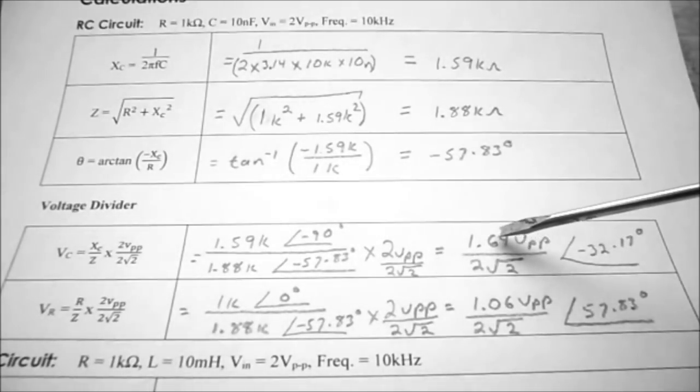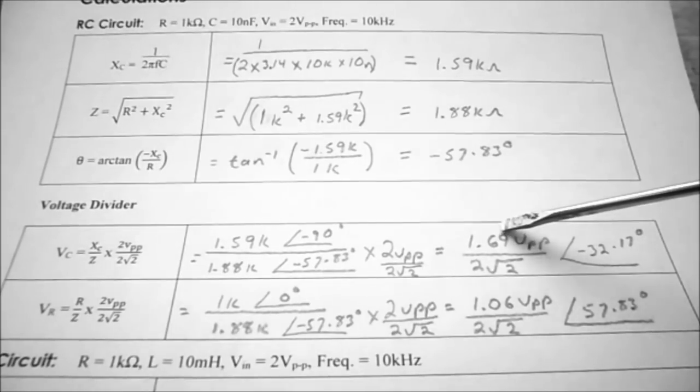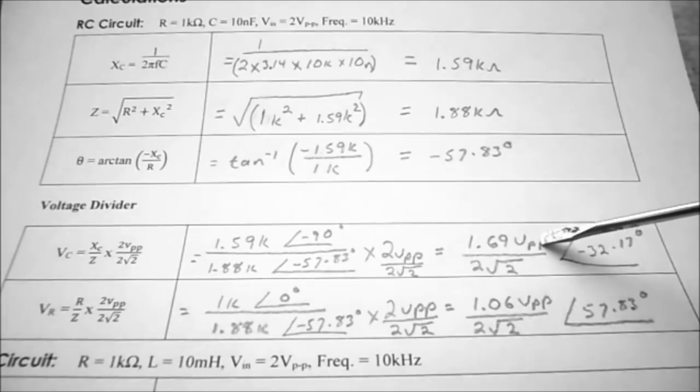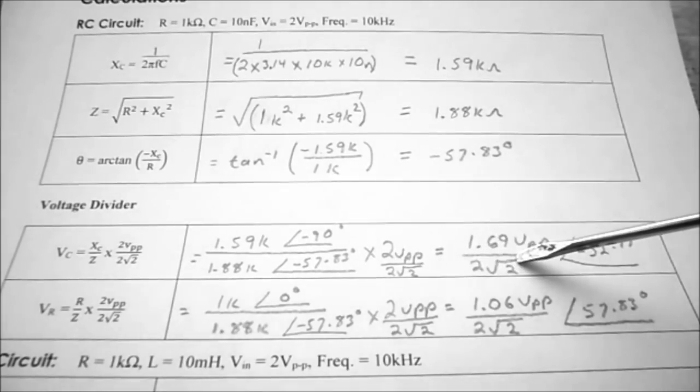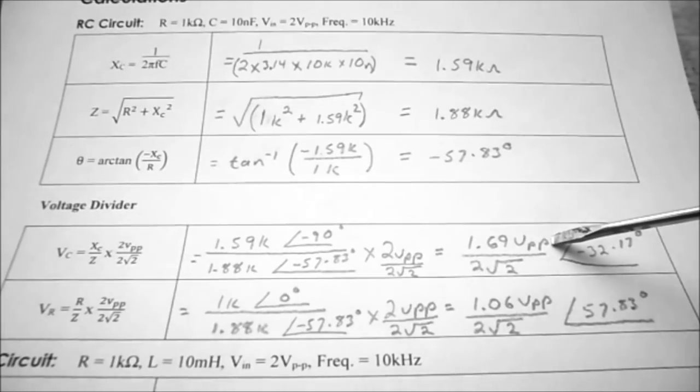And then for my answer, I leave it as 1.69 volts peak to peak divided by 2 root 2, because this is what we're going to see on the oscilloscope. So if you divide by 2 root 2 now, when you take the reading off the oscilloscope, you'll have to divide it by 2 root 2 to compare the two. So I just leave all my voltages as peak to peak. That way it makes it a lot easier for me to compare it to the voltage off of the oscilloscope.